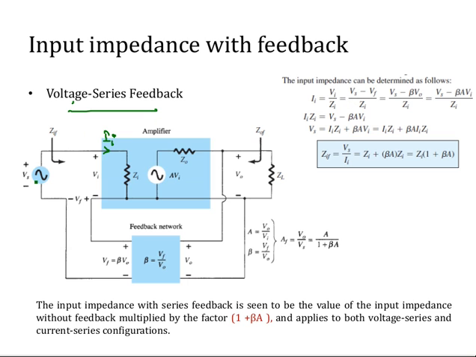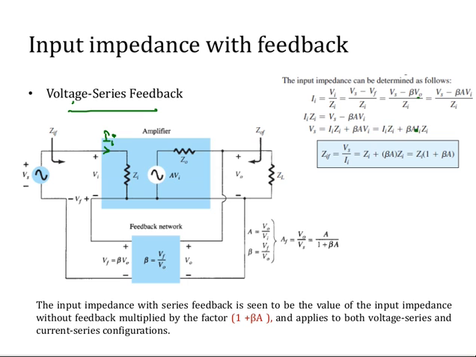So what is Vi? It is Vs minus Vf by Zi, or Vs minus beta V0 by Zi, or Vs minus beta A Vi. What is V0? V0 is A times Vi. Suppose this is the gain of the amplifier.